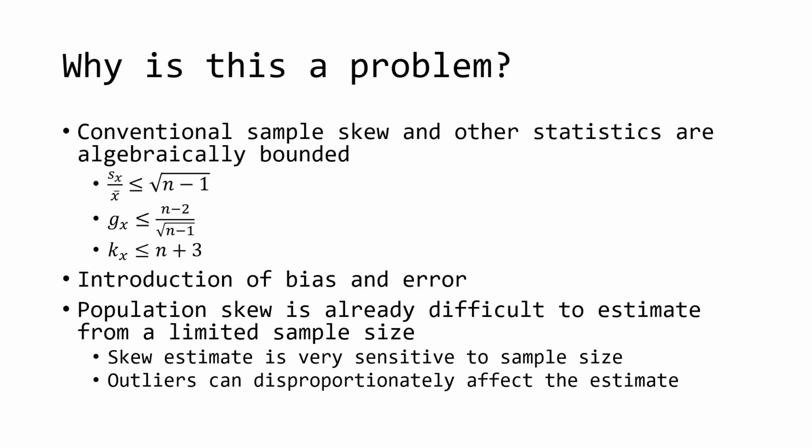What this means for us is that using these measures potentially introduces bias and error, especially when our sample sizes are small. This is even more consequential because, as we've seen before, the population skew is already difficult to estimate from a limited sample size. We see that skew is very sensitive to sample size and can vary considerably with additional observations, and that outliers can disproportionately affect the estimate. On top of that, we may not even be able to achieve the population skew in a sample if the sample size is too small.